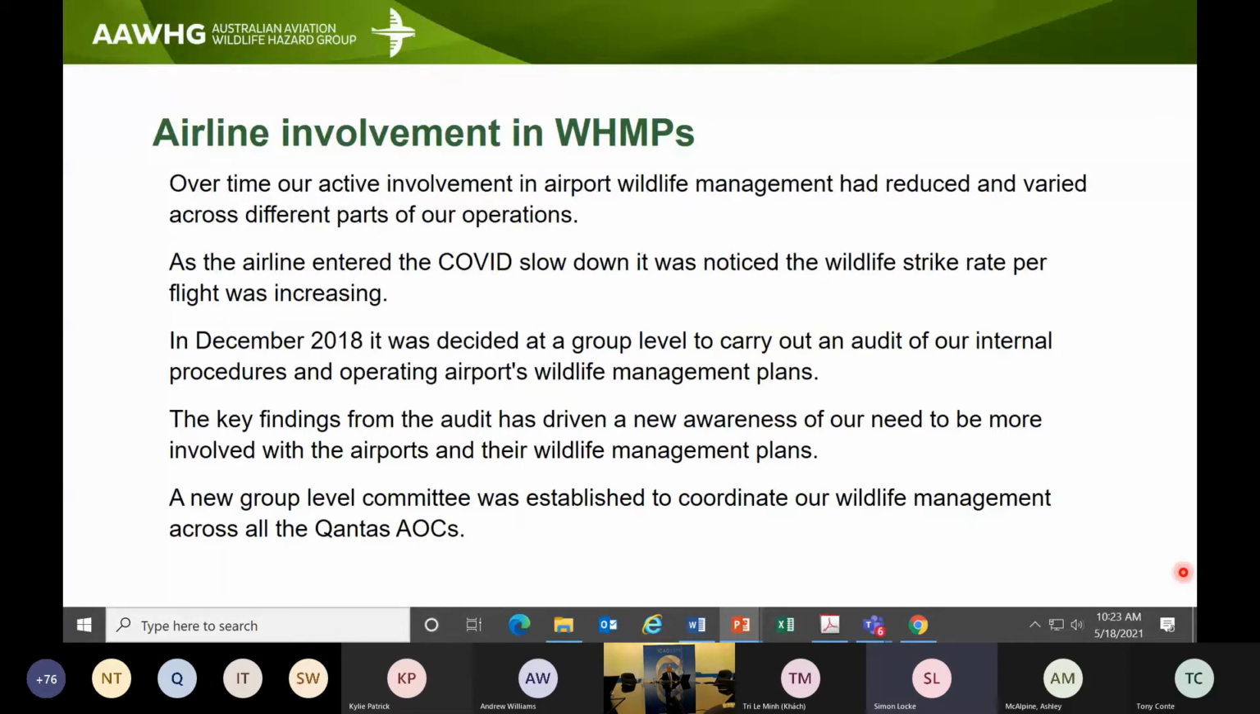So up until now, this presentation has focused on how to put a plan in place. So what I'm really talking about now is, what do you do with that plan, and how do you engage with the operators and the other stakeholders to actually get the feedback and make the most of that data? So as a result of that, we've set up inside the Qantas AOC a group level committee, and that's our means of coordinating our internal wildlife management, but also our interaction with the rest of the industry, the airports, and specifically this industry body.